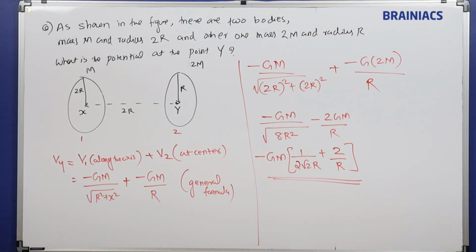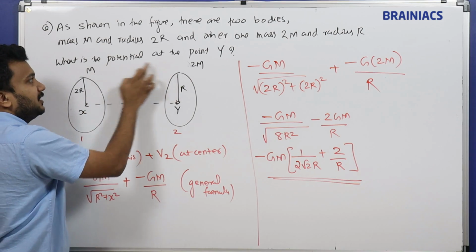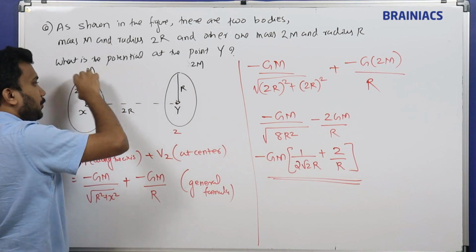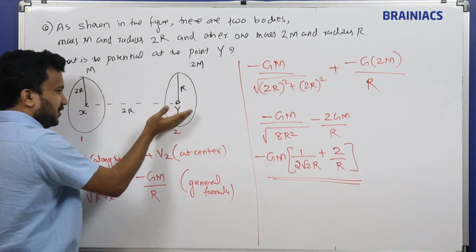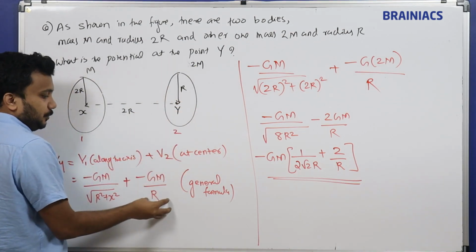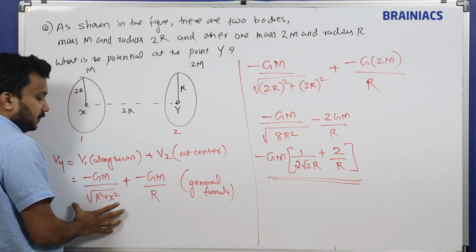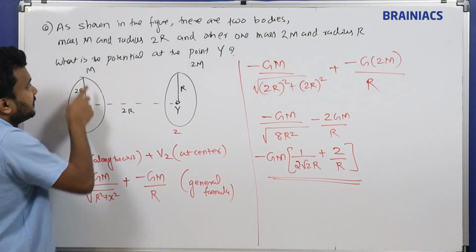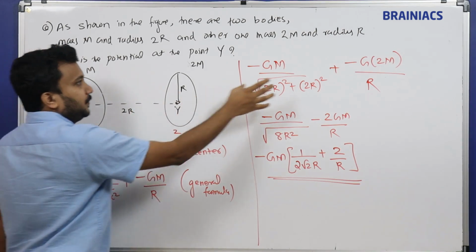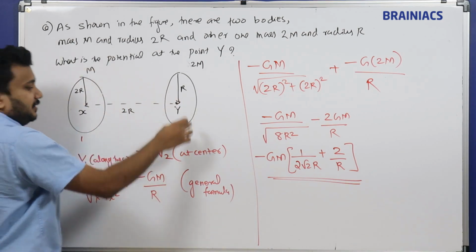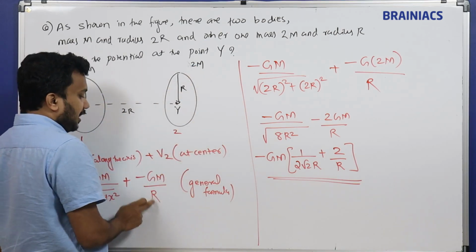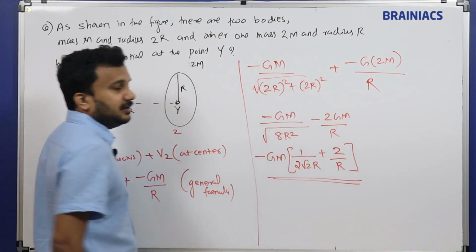So we are going to find the potential at the point y. There are 2 masses, so 2 potentials. The potential due to m uses the formula along the axis, which we took just 5 minutes before, and for this body the potential is at the center. Now we'll substitute. Mass is m, radius is 2r, x is the distance from the center, which is 2r. For the second body at the center, the general equation is minus GM by r. Mass is 2m, and the radius is r. We substitute and solve it.